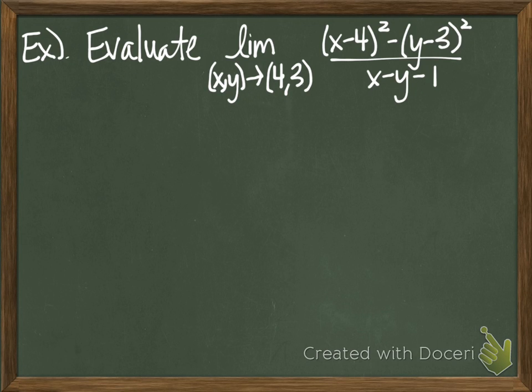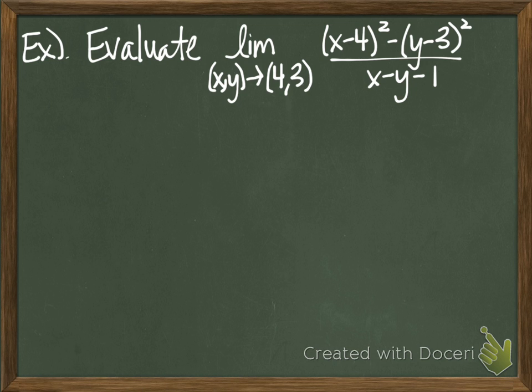In this example, we're going to evaluate this given limit. And because we're given the word evaluate in this problem, in this class you can assume that the limit exists if I ask you to evaluate it. So assuming the limit exists, let's find what it is.